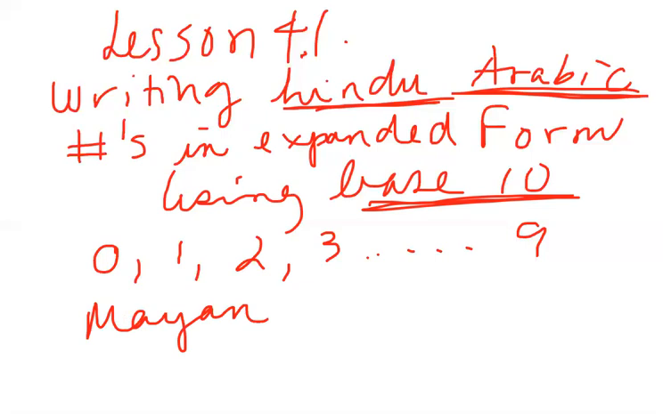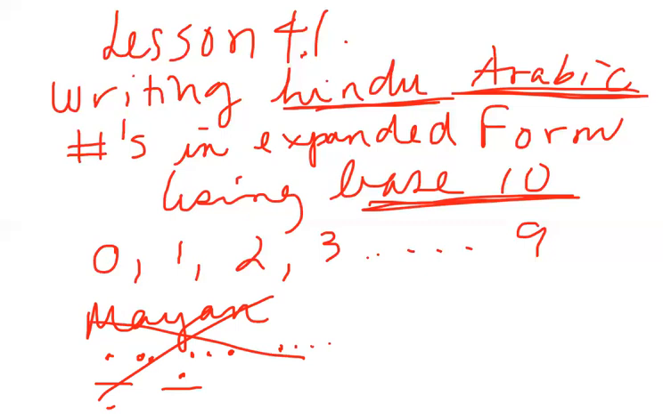The Mayan numbering system, guys, uses a series of dots, okay, and segments. For example, you start with 1, 2, 3, 4 dots, and then when you get to 5, you use a segment. So if you wanted to write the number 6, you would use a dot and a segment. That's the Mayan number. We're not doing that, guys, okay?